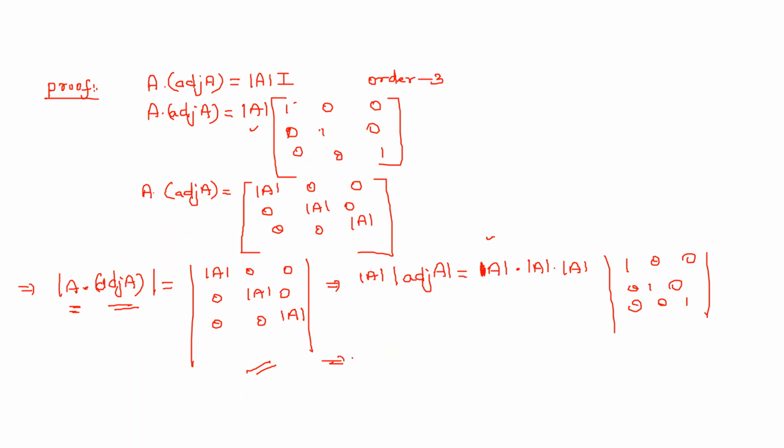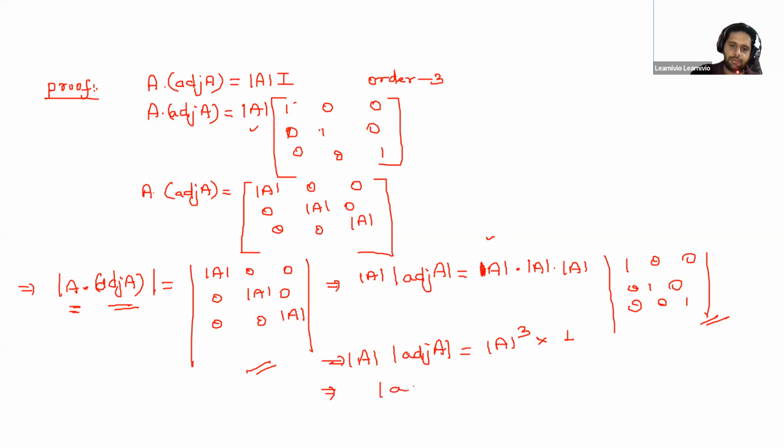Okay, now here what we will get: determinant of A, adjoint of A is equal to determinant A cube. And please remember the determinant of identity matrix is always 1, so into 1. Now if we shift this A to this side, we get determinant of adjoint of A is equal to determinant of A square. And this was a theorem.